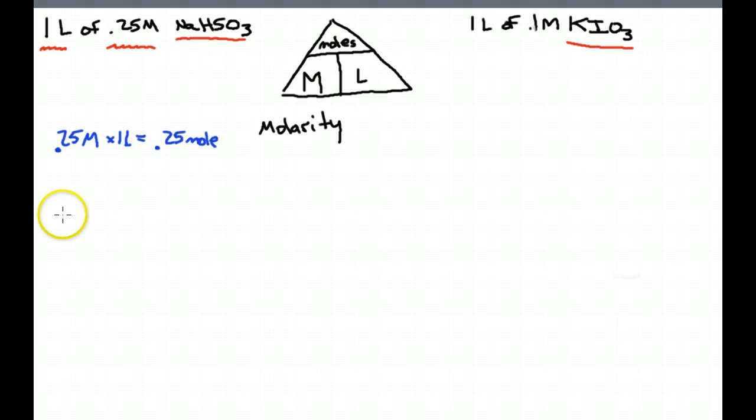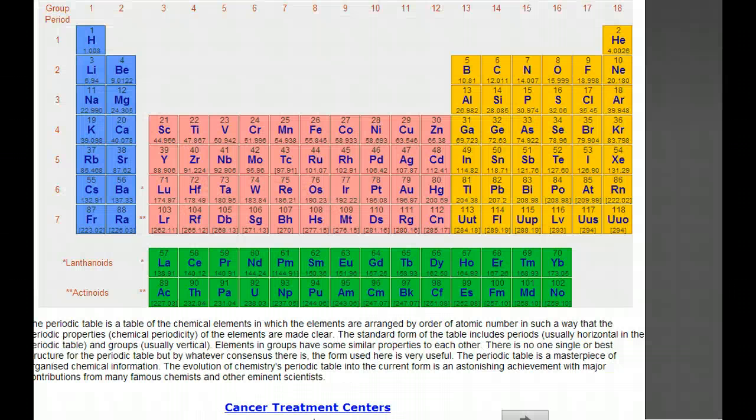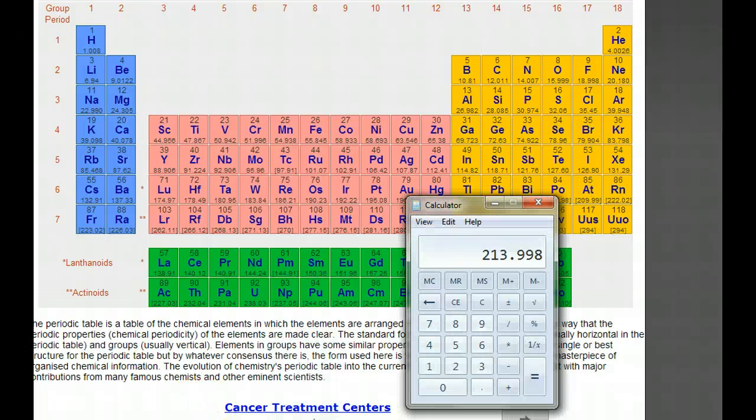To go from moles to grams, simply multiply by the molar mass of the formula that you need. And so we're going to go 0.25 moles times the molar mass of sodium bisulfite, which is what we're going to figure out right now. We're going to go down to our periodic table, back to WebElements. Sodium bisulfite. We need a sodium, which is over here, 22.99.